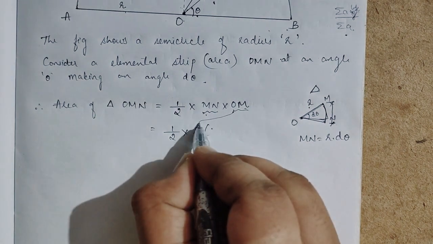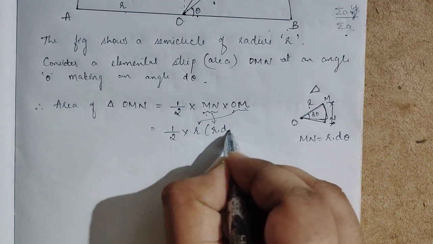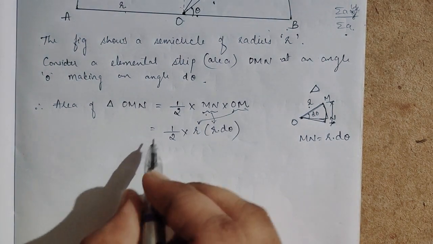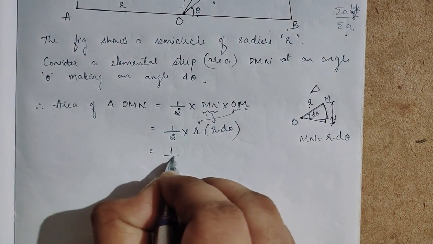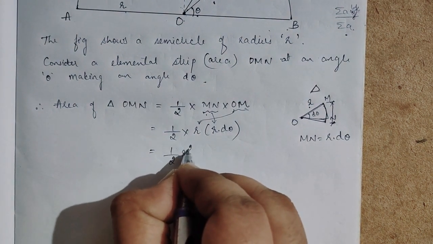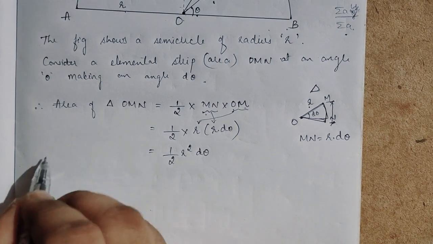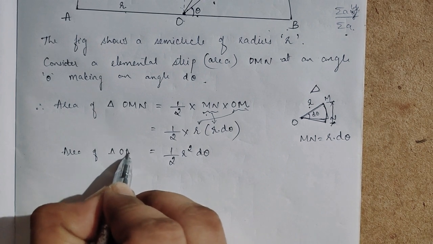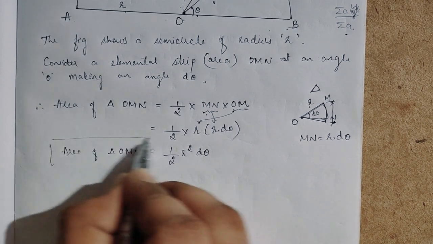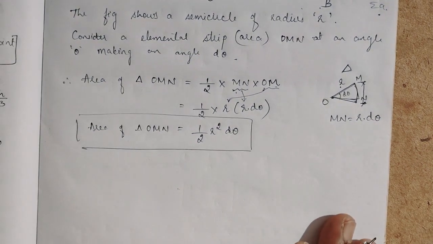I wrote OM as r, and MN as r into d theta. Therefore it will be half into r square into d theta. This is the area of triangle OMN: half into r square into d theta.